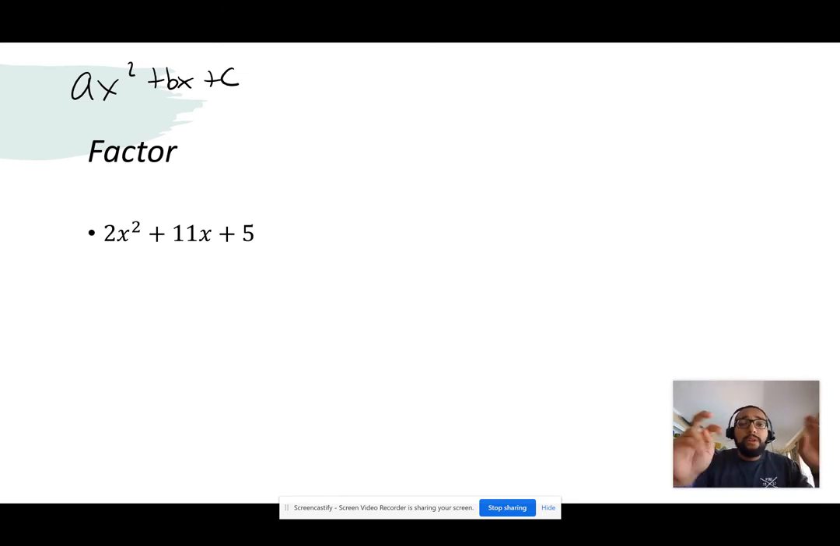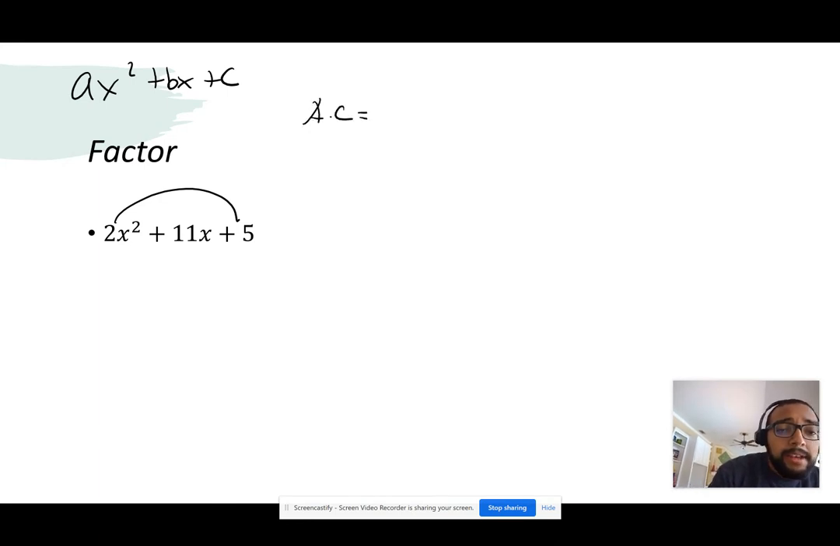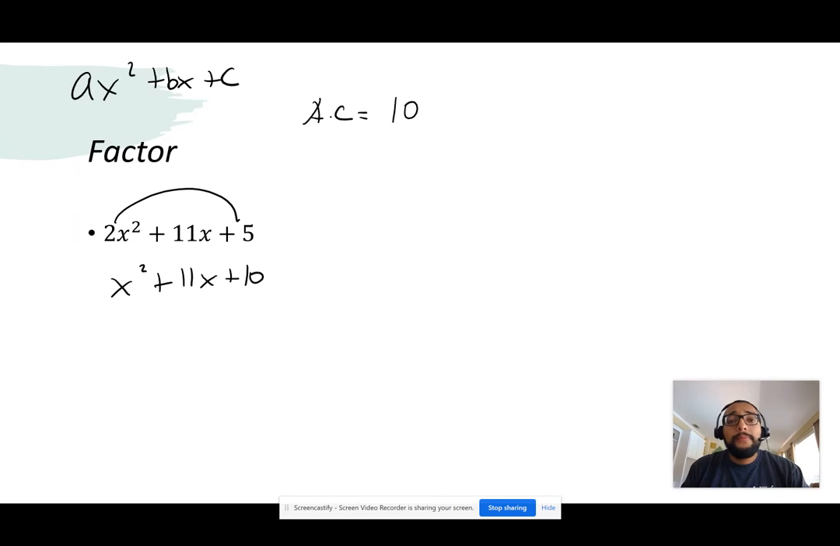Here, I'm going to quote unquote get rid of that 2. So I'm going to multiply that 2 times my c value. Again, what I'm essentially doing is a times c. So a times c would be just 10. And I'm going to replace that c value with that 10. So instead of saying 2x squared plus 11x plus 5, I'm now saying x squared plus 11x plus 10. Again, I multiplied my a times my c, and I literally wrote it like that.